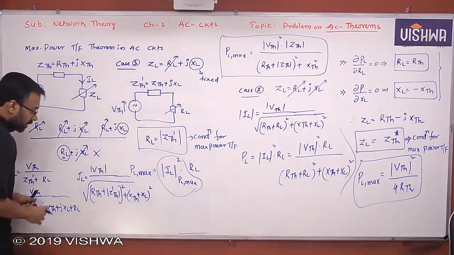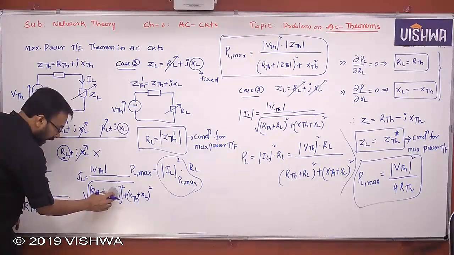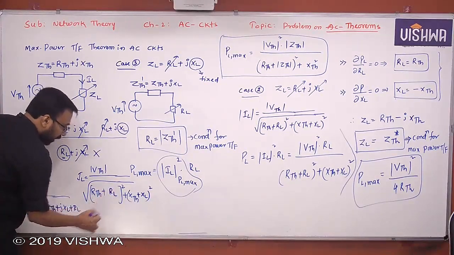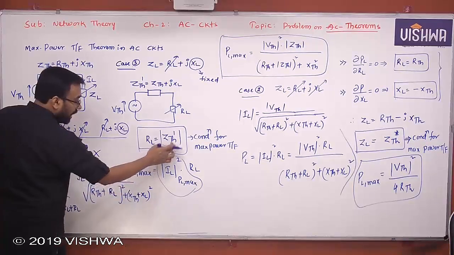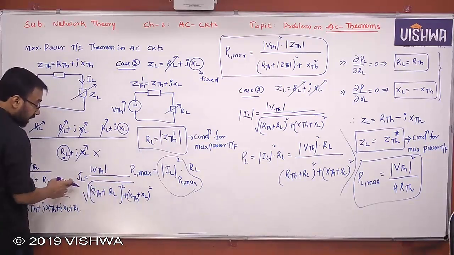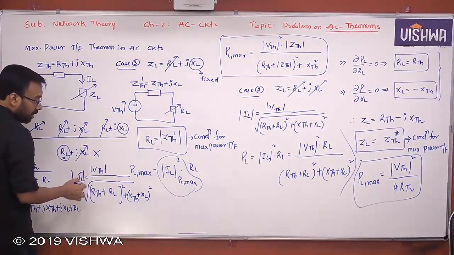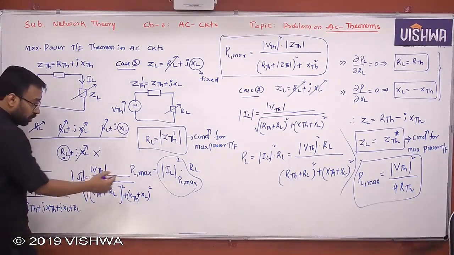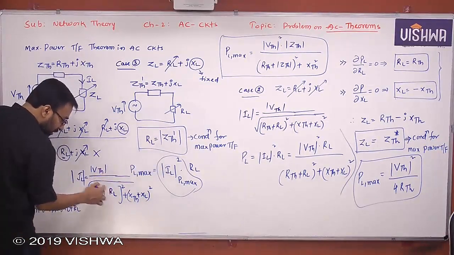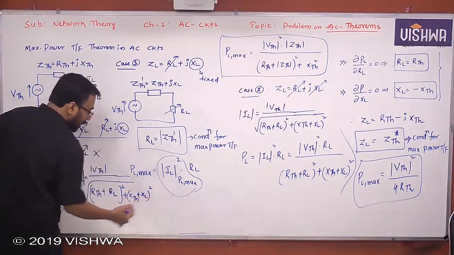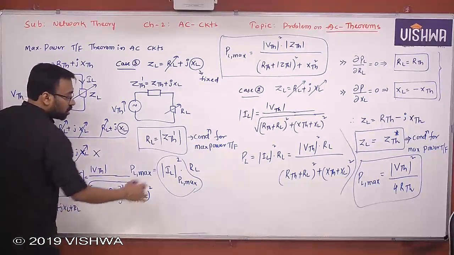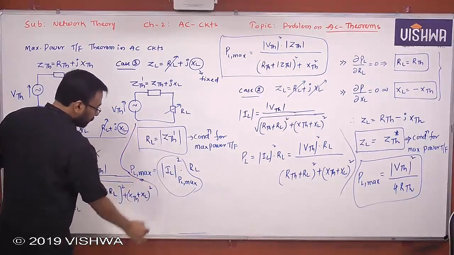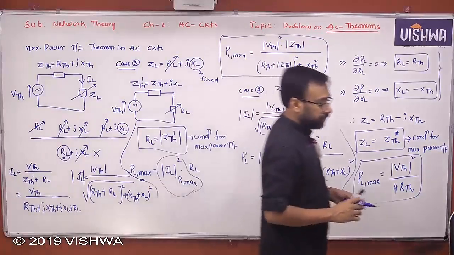Understand? So this is what actually RL only. But since you apply RL equal to ZTH dash condition in this, then this becomes IL for PL max. Understand all of you? Okay. So if you substitute this condition in this, then you will get IL for PL max. Then for that, IL RMS magnitude square into RL will give you PL max. So please note down this third case. It's very, very important.